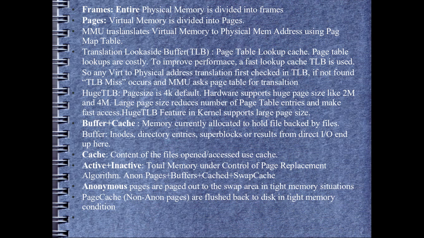Active plus inactive. This is the total amount of memory which is under the control of page replacement. The memory management unit of the operating system should know which pages are actively being used and which pages have not been used in the recent past. The reason is we need to free up the pages so that more applications can be allowed access to it. So this is the total memory under the control of the page replacement algorithm.